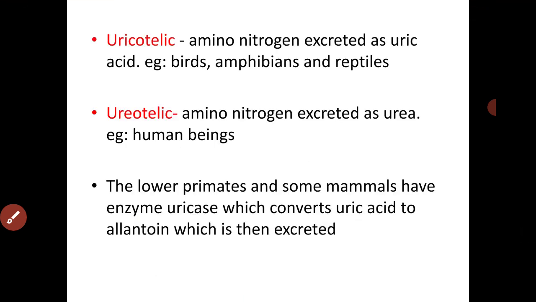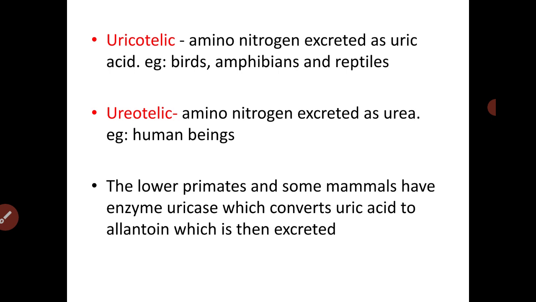So uric acid is the end product of purine catabolism in human beings, but most of the amino nitrogen in human beings is excreted in the form of urea. Whereas in certain birds, amphibians and reptiles, amino nitrogen is mostly excreted in the form of uric acid.